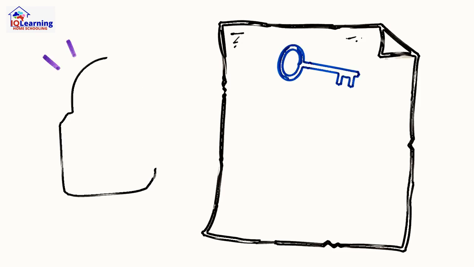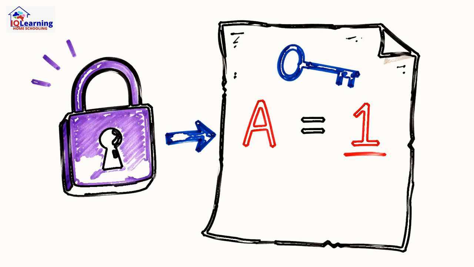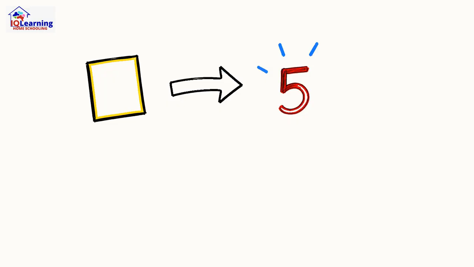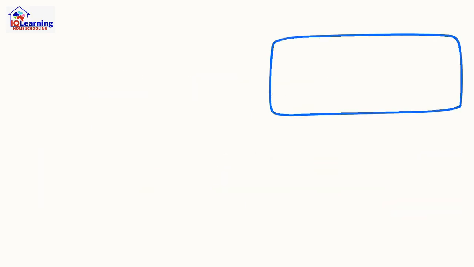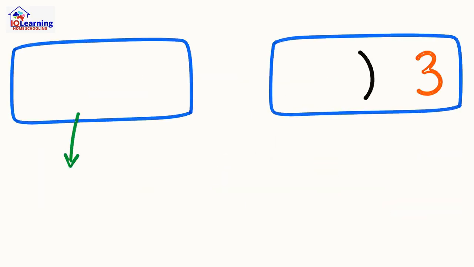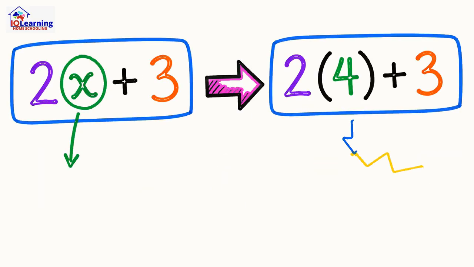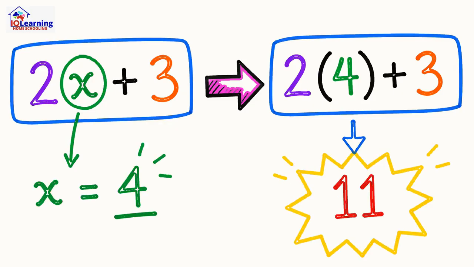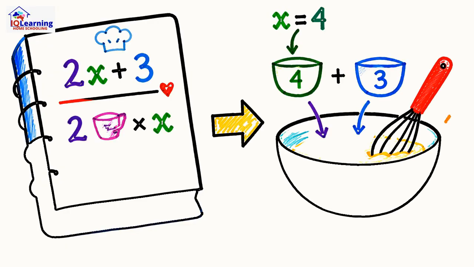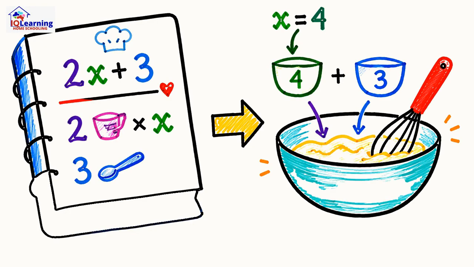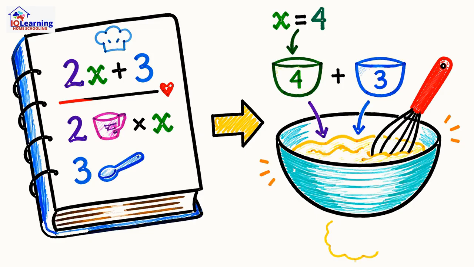Have you ever used a secret code where A equals 1 and B equals 2? If you have, you already understand the basics of algebraic substitution. It's the simple act of taking a letter, what we call a variable, and swapping it out for a real number to find a specific answer. Think of an algebraic expression as a recipe. The variables are the ingredients list, and substitution is when you add the actual amounts to see what you get.